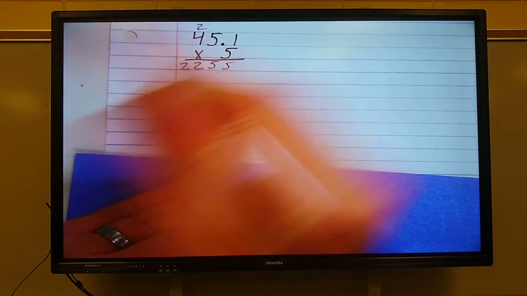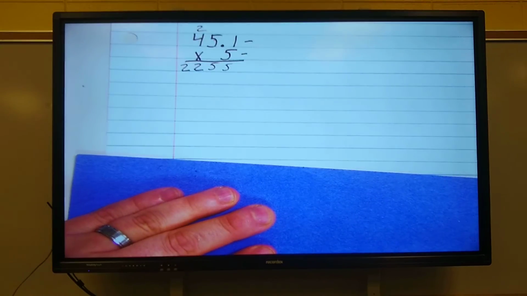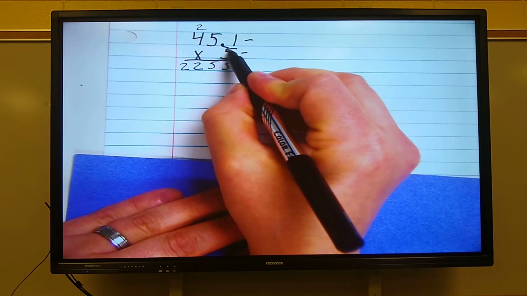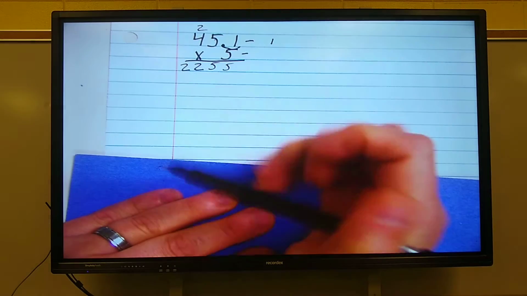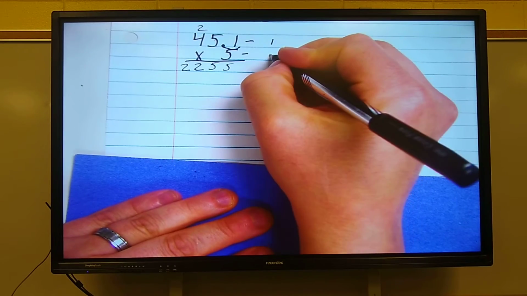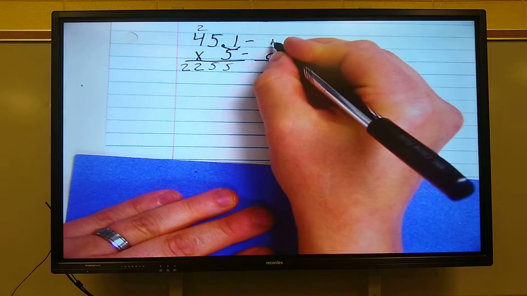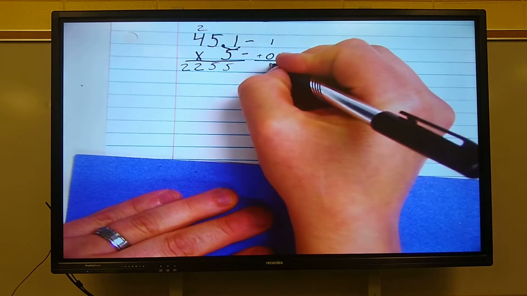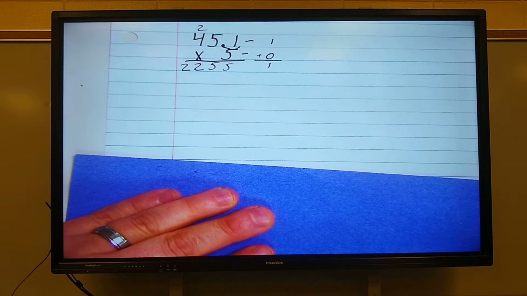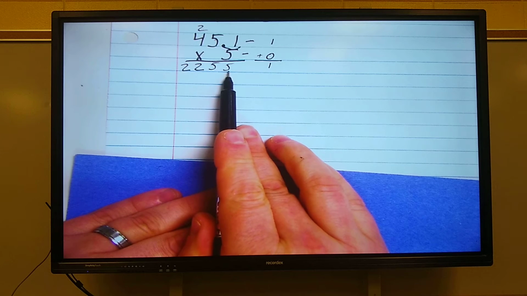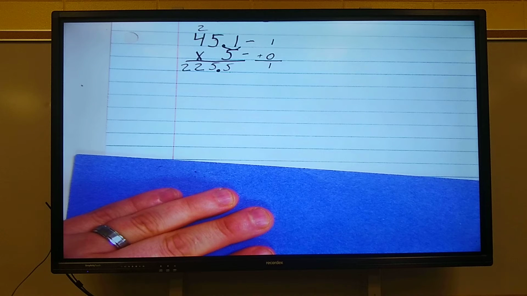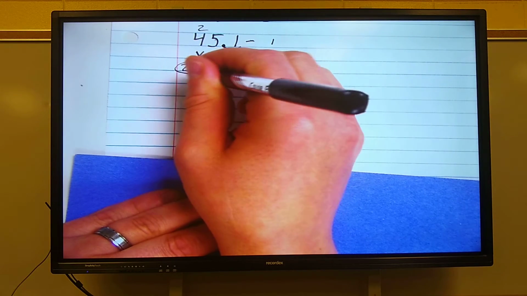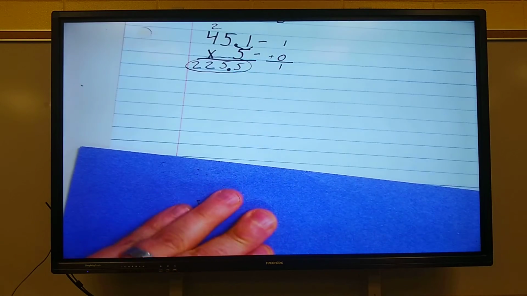Now I've got to figure out where my decimal goes. I got one place behind the decimal here, so I put a 1. I've got no decimal places here, so I put a 0. Then I add these up. 1 plus 0 is 1. That means I move my decimal place over to the left 1 time. I start right here. I move it over once to the left. My answer is 225 and 5/10. Easy, easy, easy.